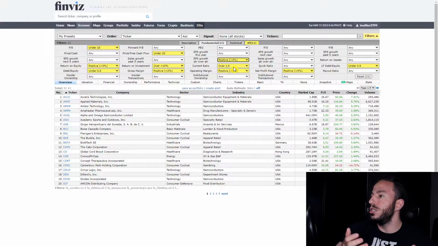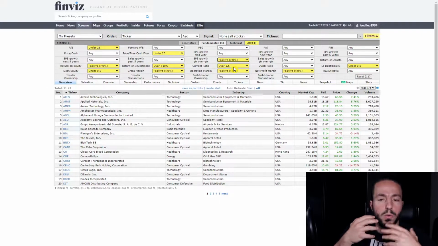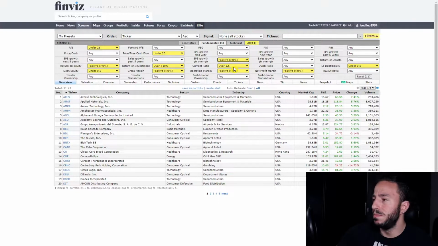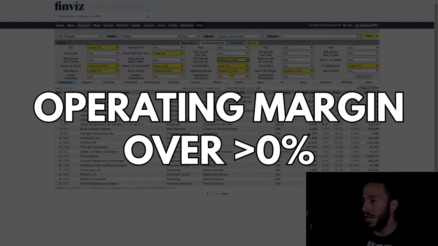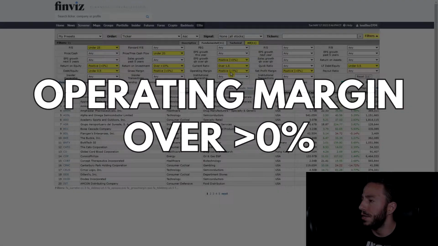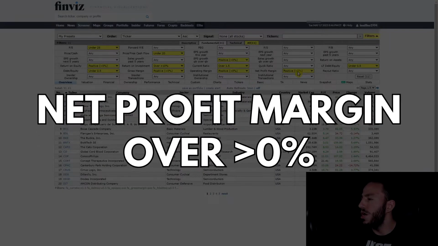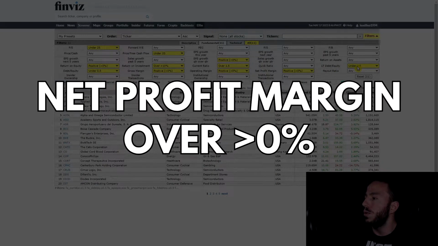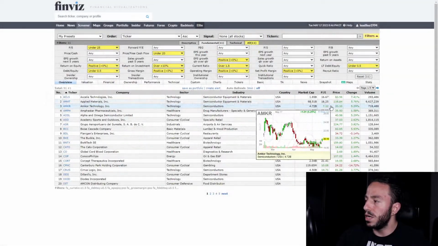You could change this number to 2, 3, whatever you like, and it just gives you that much more safety, if you will. But I like to keep it at 1.5, because I find that's enough to weed out a lot of terrible businesses. Operating margin, same thing. We like to keep that positive, at 0% or higher. Net profit margin, anything over 0% is great. And like I said, debt to equity ratio, we'll keep at 0.5 and under.